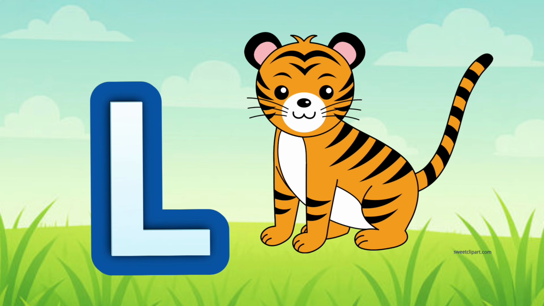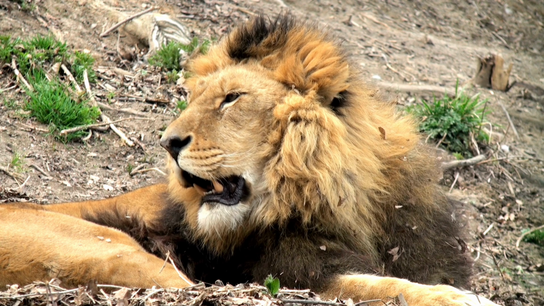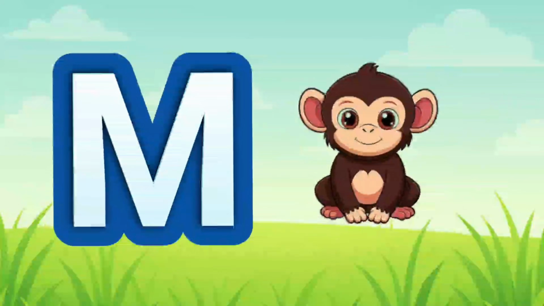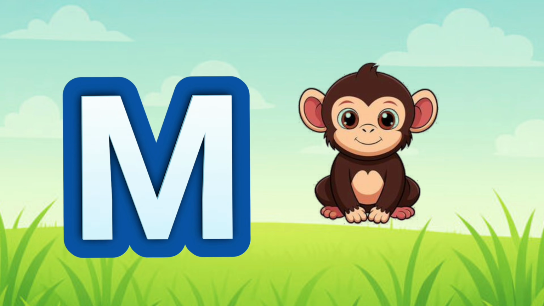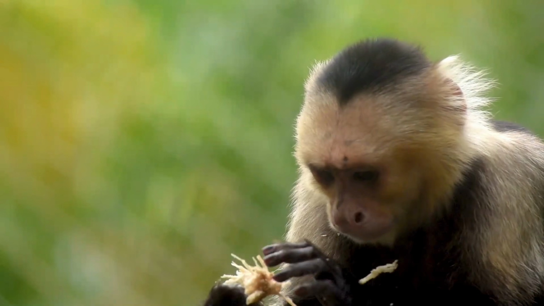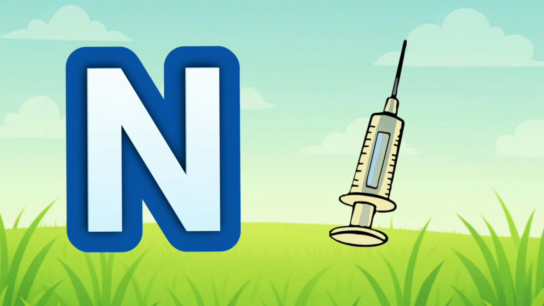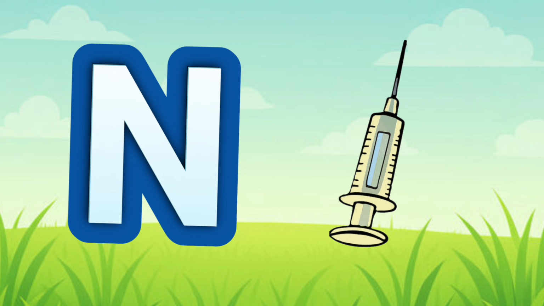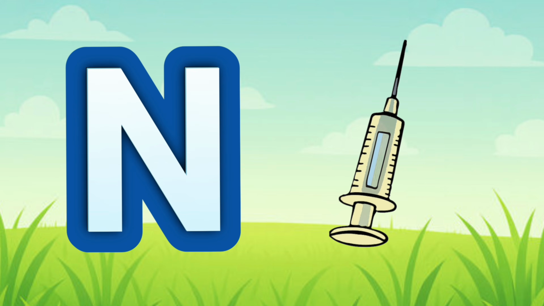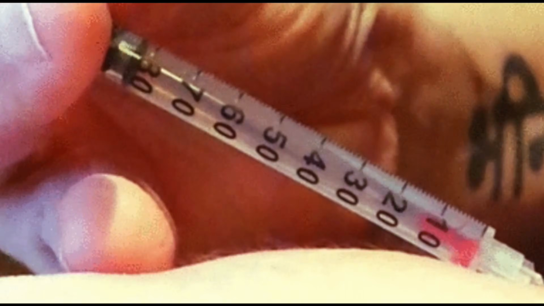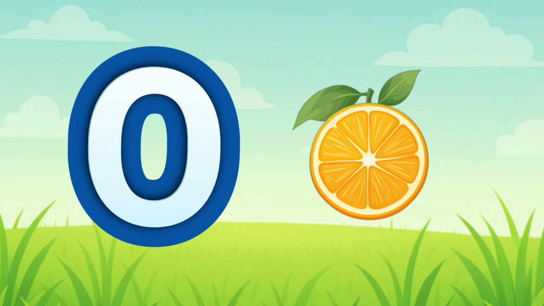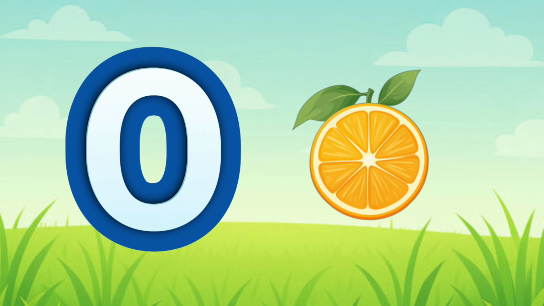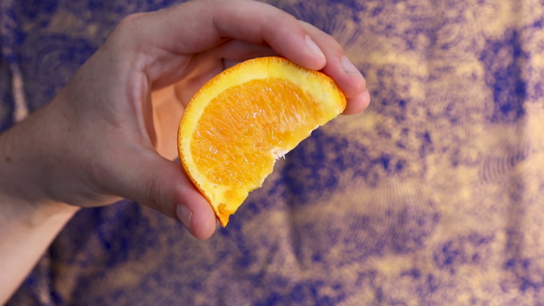lion, lion. Roaring lion. M is for monkey, monkey, monkey. Jumping monkey. N is for needle, needle, needle. Sharp needle. O is for orange, orange, orange. Juicy orange.